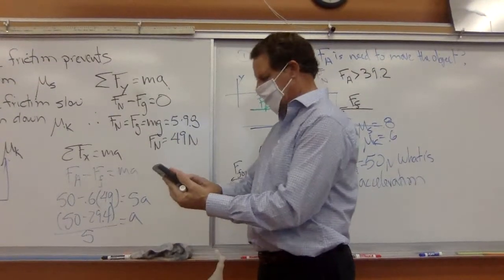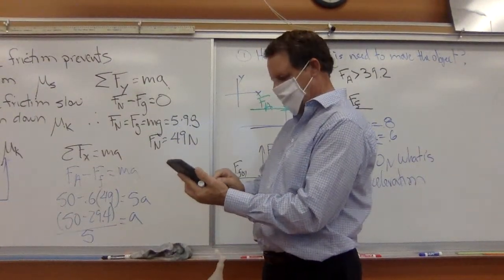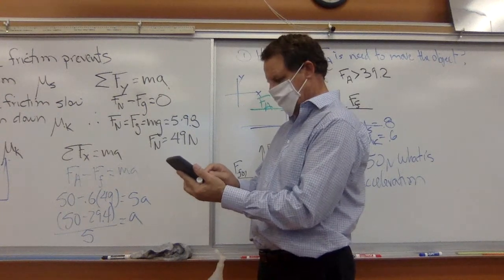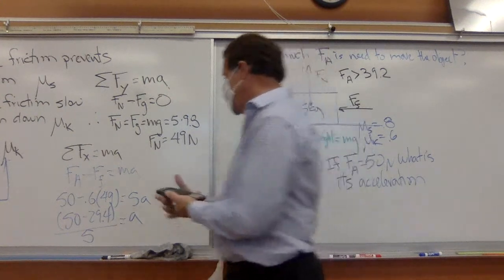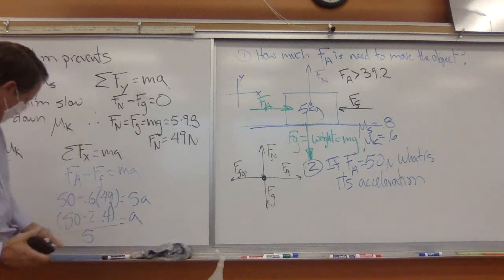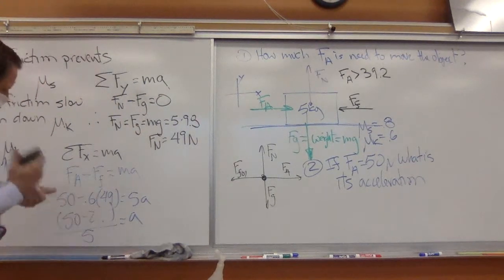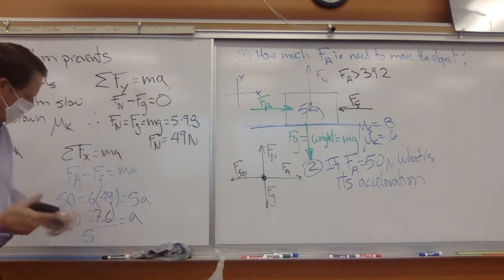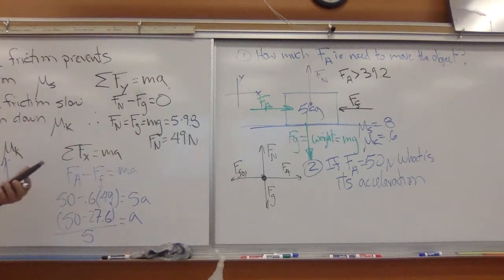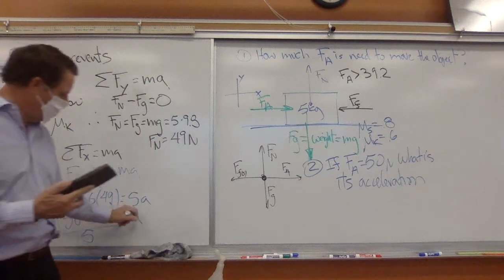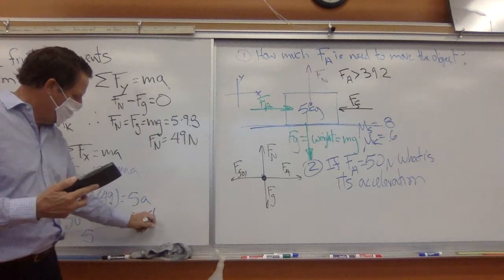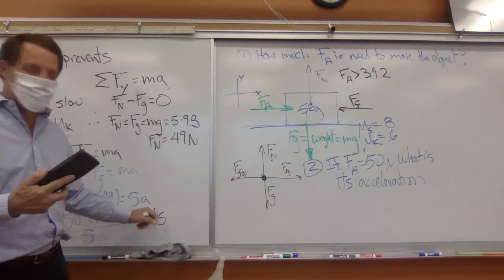So I'm just going to double check a couple things here. 0.6 times 49 is 27.6. Messed that up. 27.6. And now we're going to have 50 minus 27.6 is 22.4. Divided by 5 is going to be 4.48. So our acceleration is going to be, we'll call it 4.5.